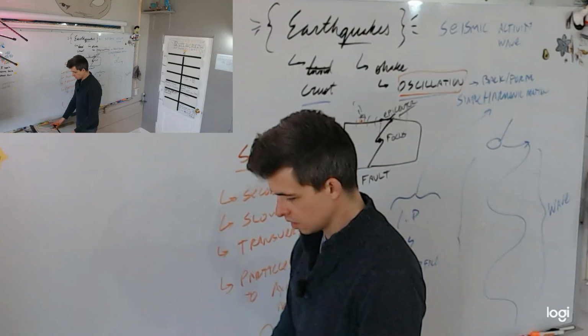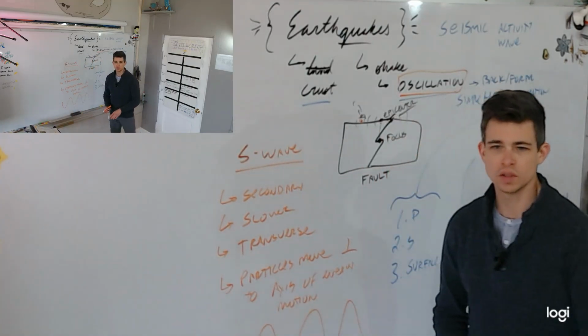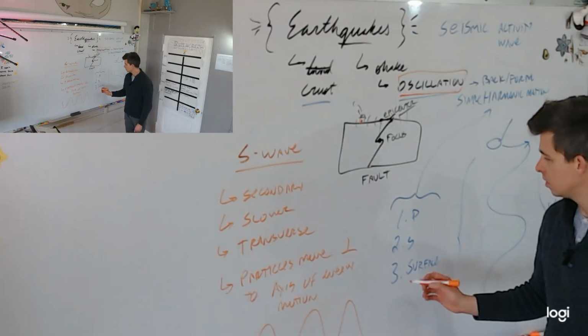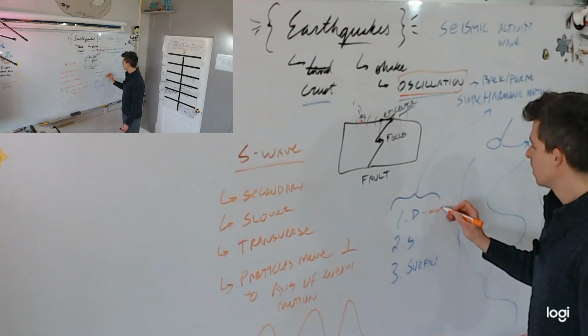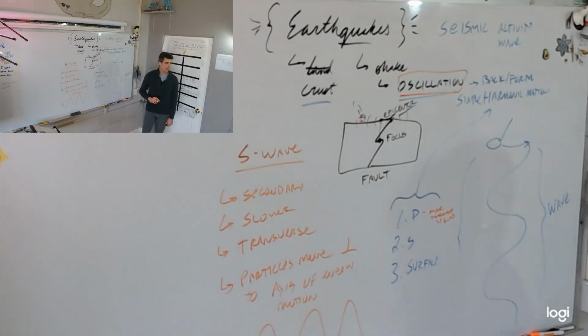As another little clarification, I don't know exactly how to indicate this, but which of these can travel through a liquid? One of them can move through a liquid, the other one can't. Do you remember which one's which? Primary waves can move through a liquid, so please write that down. Move through liquid. And that's pretty important because that's how we map Earth's interior.